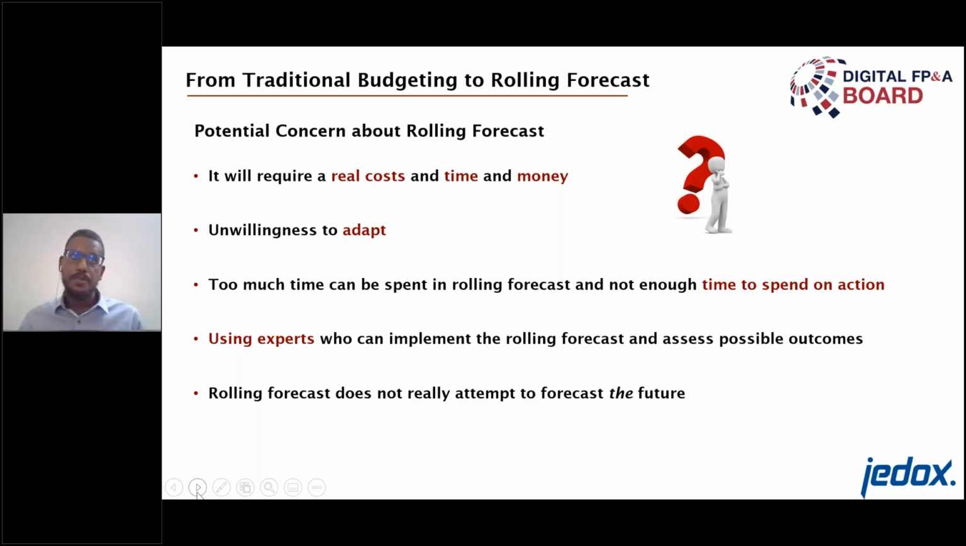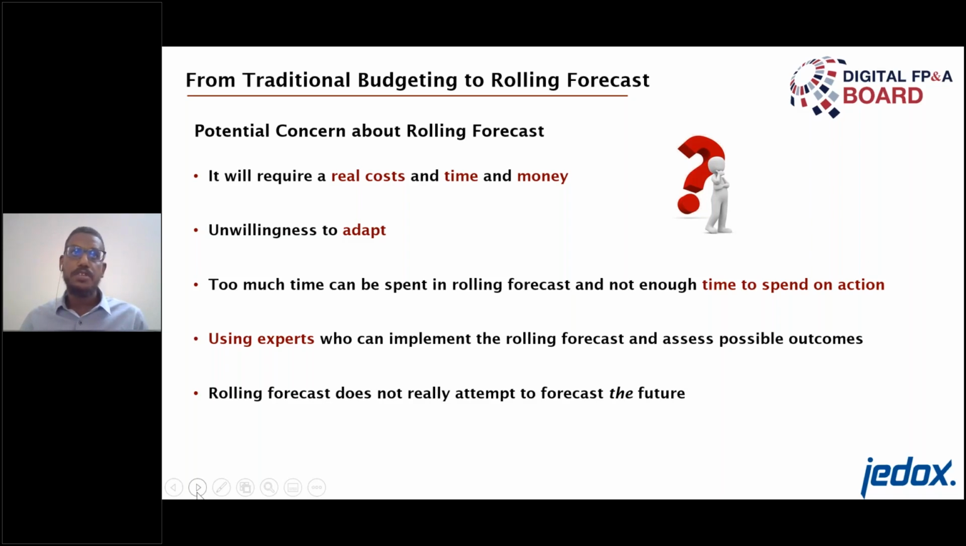Another concern, number 3, sorry, is that too much time can be spent on rolling forecast and there is not enough time to spend on action. And this is not correct, because rolling forecast is a tool of management. It's not a tool of control. Traditional budgeting is a control tool. This is totally different, because rolling forecast gives you accurate data in real time, so you can take the needed actions now, not after 3 months like traditional budgeting.